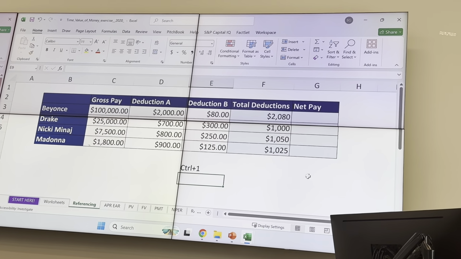It's a shortcut for formatting. Net pay.